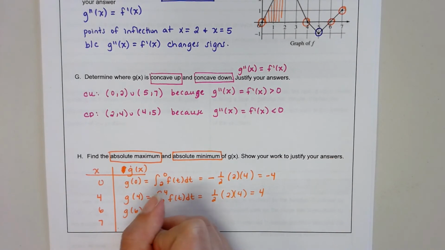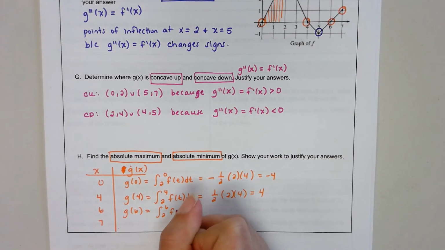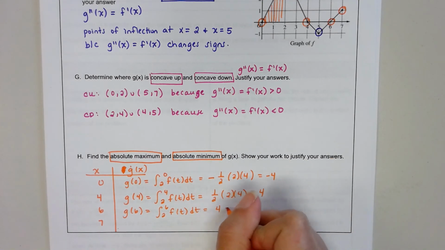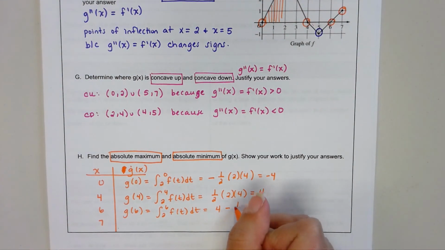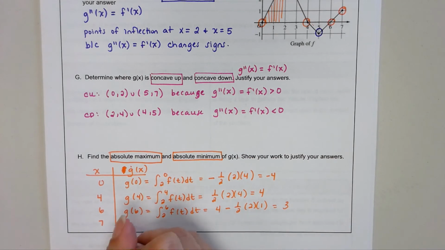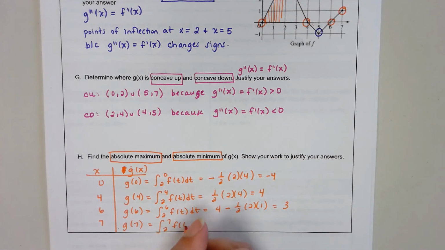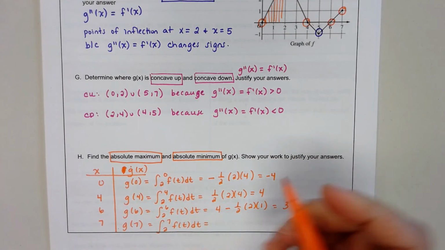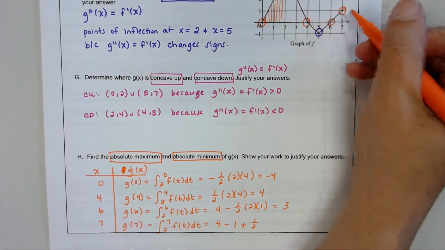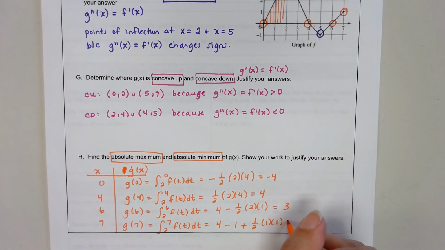To find g of 6, I would integrate from 2 to 6, which means start with that same triangle I had here, so 4, but take away the little triangle below, so 1/2 times 2 times 1, which would just be 3. And then to find g of 7, I would have the integral from 2 to 7, which means I have the big triangle above minus the little triangle that was below, plus the little triangle that's above at the end right here. So 1/2 times 1 times 1, which gives me 3.5.